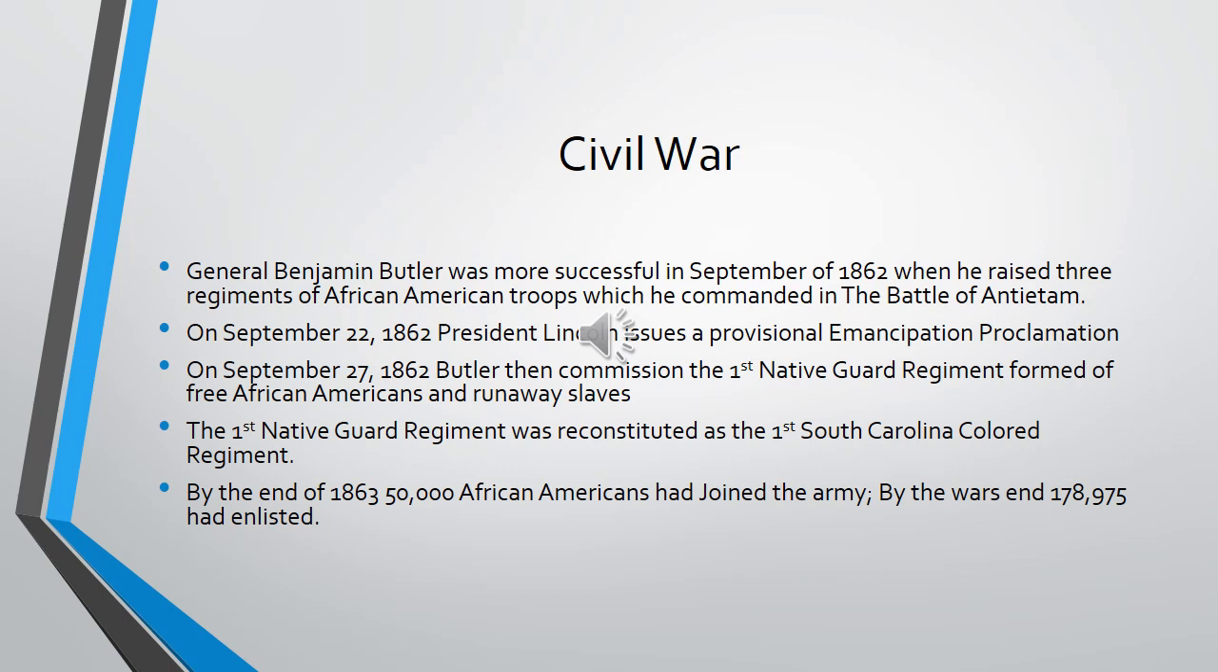The 1st Native Guard Regiment was reconstituted as the 1st Carolina Colored Regiment. By the end of 1863, 50,000 African Americans had joined the Army. By the war's end, 178,975 had enlisted.